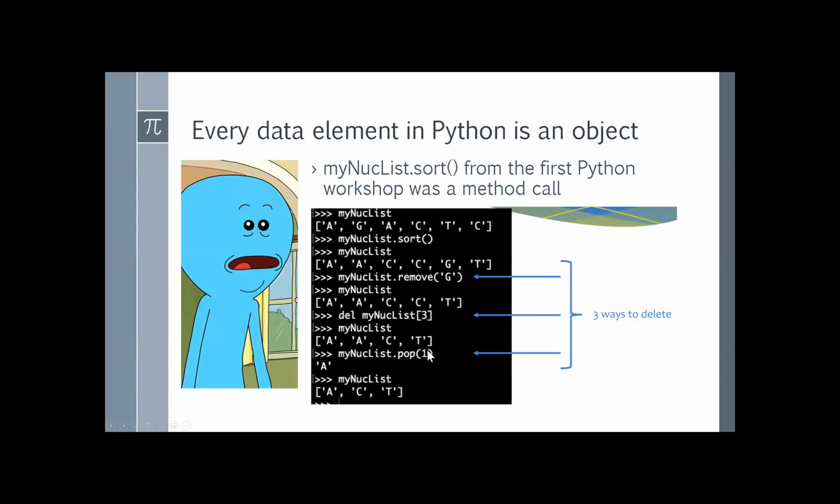There's also pop, and pop is an interesting function. Pop will return some element from the list, in this case, element number 1. So remember, the first element of the list is always a 0. So pop1 will delete this and then return it.